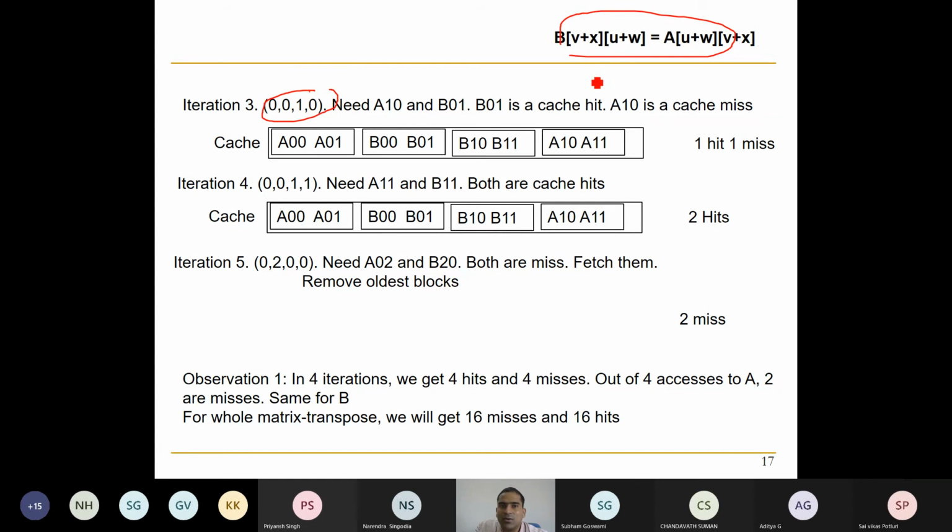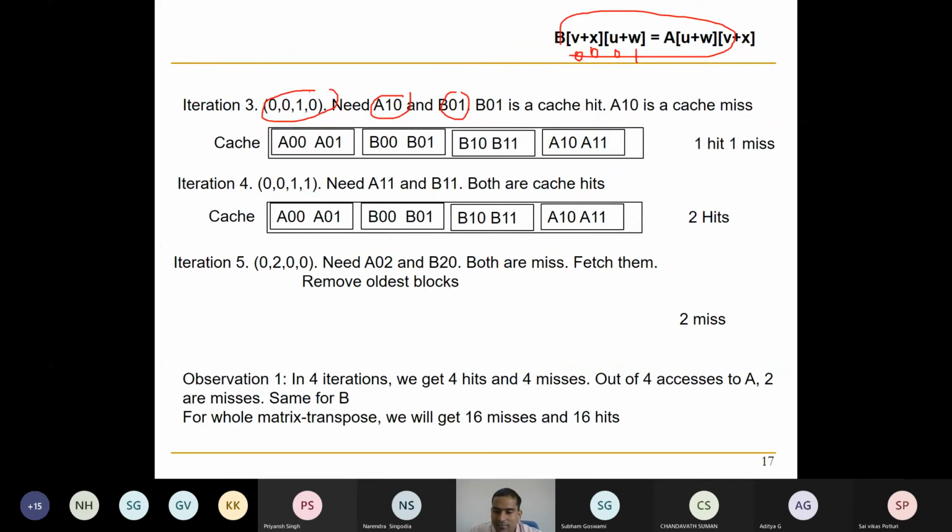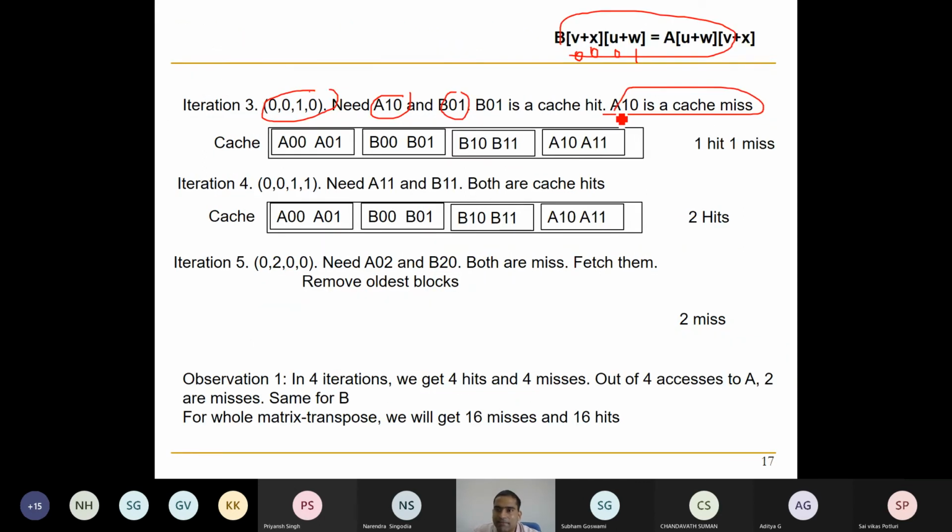Now, remember, so UVWX. So U is 0, V is 0, W is 1, X is 0. So I need B01. Similarly, I need A10. Okay, and out of them, let us see which of them is a cache hit. So B01, it's already there in the cache. As you can see here, B01 is already there in the cache. Right? And A10 is not there. A10 is not there in the cache. So A10 will lead to a cache miss. So here you can see out of the two accesses, one hit and one miss.